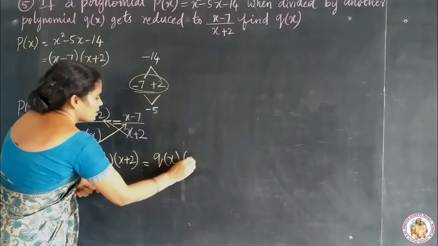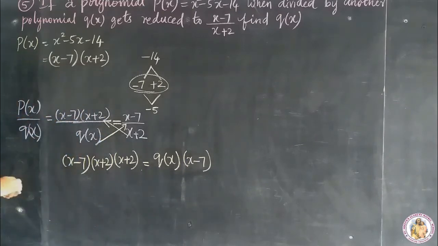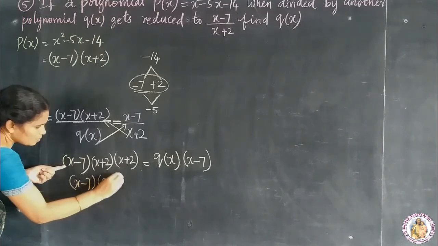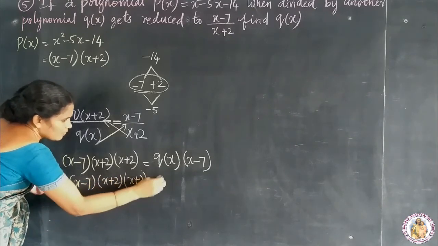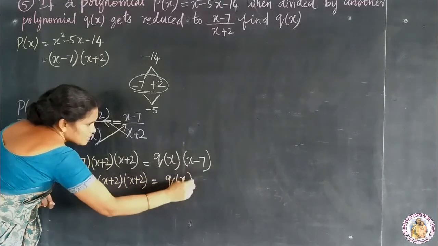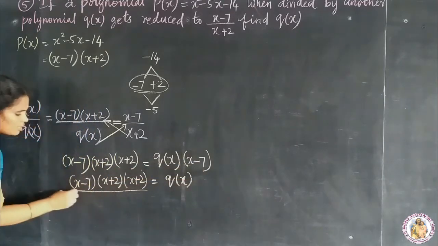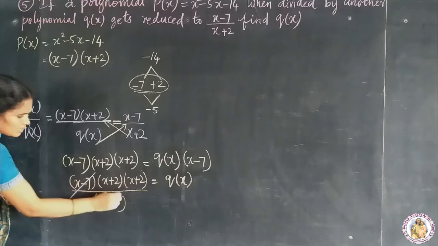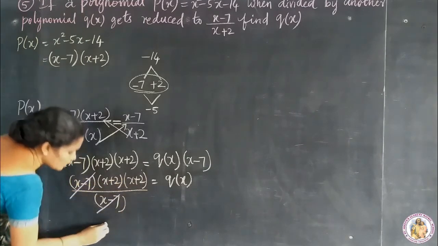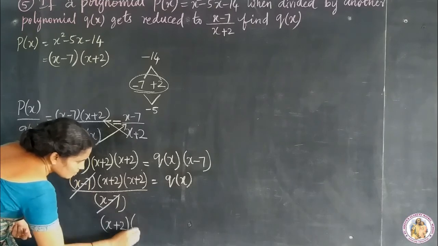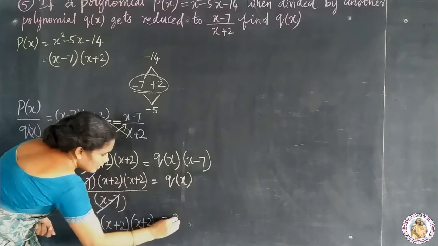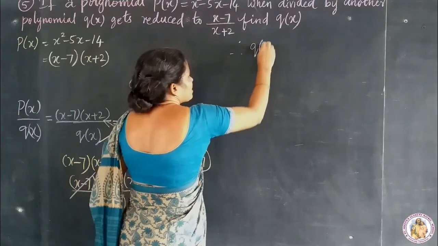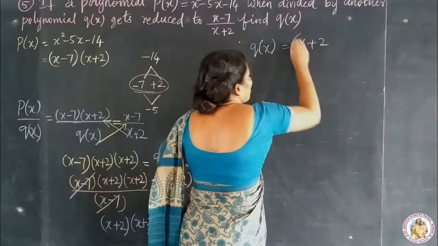into x minus 7. Okay, now x minus 7 times x plus 2 is equal to, having q of x on the right side, take x minus 7 goes for division, x minus 7. So x minus 7 cancel. We have x plus 2 as factor is equal to q of x. X plus 2 is nothing but q of x is equal to x plus 2 whole square.